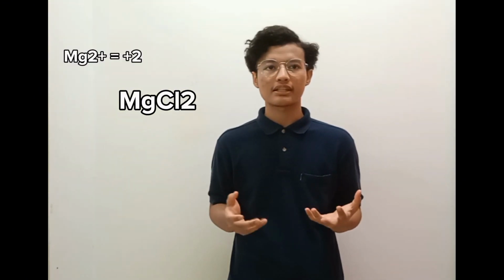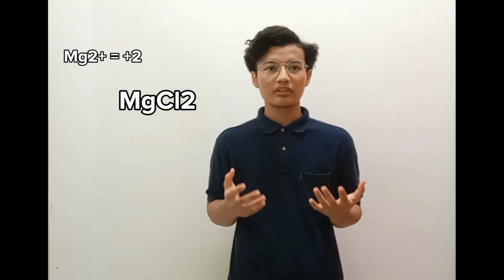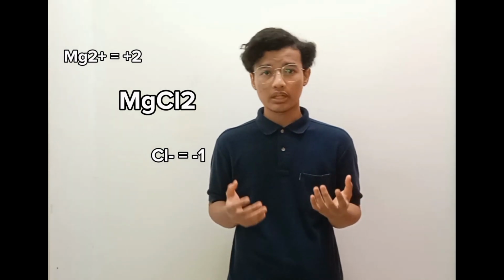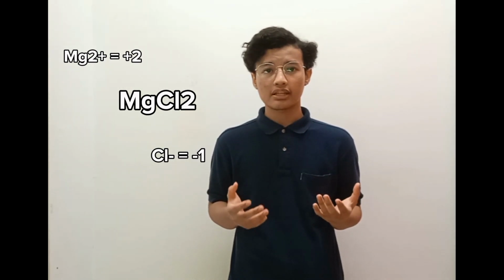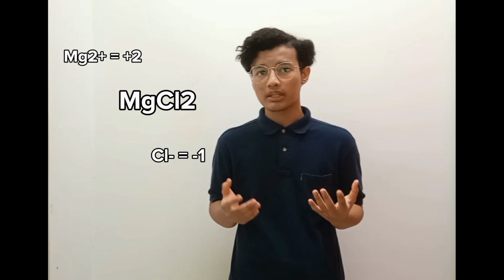For better understanding, let's have a look at magnesium chloride. Magnesium chloride has a sum of charge 0, since we know that magnesium tends to donate its 2 valence electrons. It has a +2 oxidation state in the molecule. Chlorine tends to accept the electrons from magnesium, but each chlorine needs to accept only 1 electron.